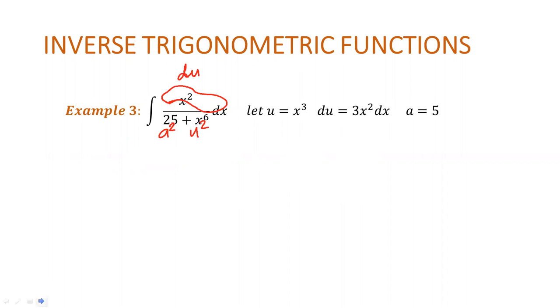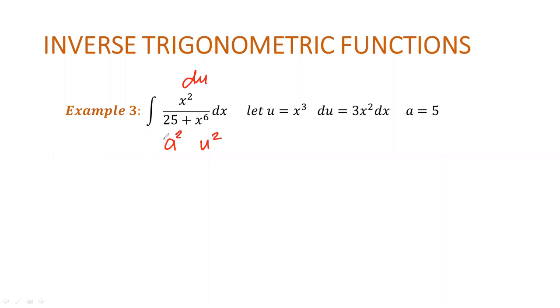Okay? Now, what about this second example? Let me just erase this. You have x squared and you have 25 plus x raised to 6 in the denominator. So this will now not be included under the radical sign, or your denominator is not a radical expression. So you have a squared, you have u squared. This should be du. Okay?